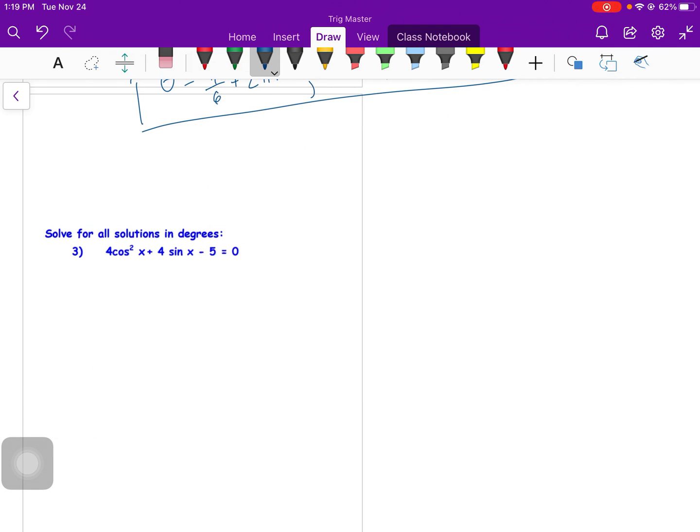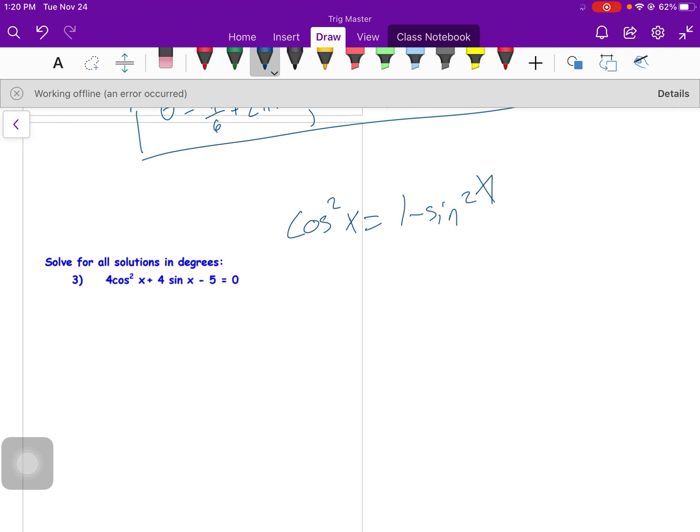Alright, now we're going to use degrees for this next one. This next one, there's a few different ways to solve it. You can make your life easy, you can make your life difficult, totally up to you. Regardless what you do, you need to get both trig functions in terms of one of them, either cosine or sine. I'm going to use the fact that cosine squared x is 1 minus sine squared x.